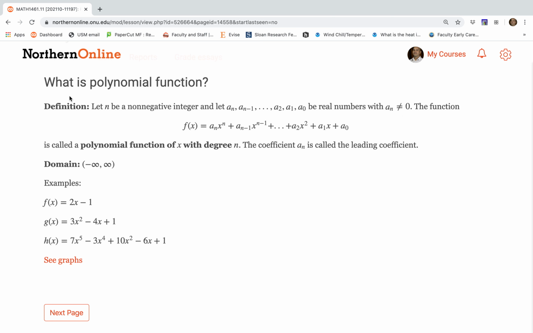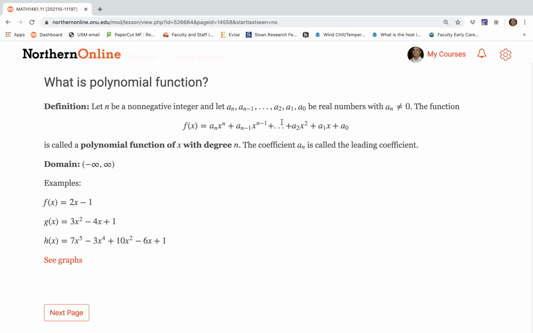What is a polynomial function? I'm going to first look into the definition of the polynomial function, and then we'll see some examples. Let's assume n is a non-negative integer, and let's assume that a sub n, a sub n minus 1, a sub 2, a sub 1, a sub 0 are some real numbers. And let's assume that a sub n is not equal to 0. Then a function of this type is called a polynomial function of x with degree n.